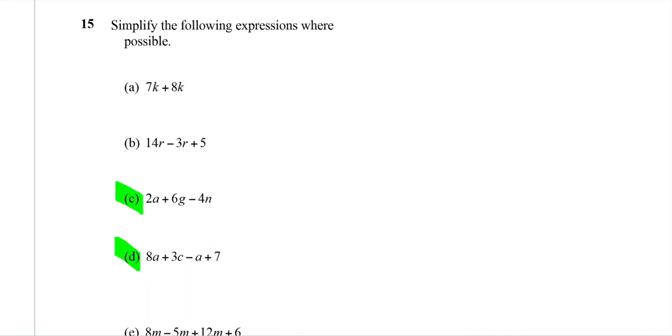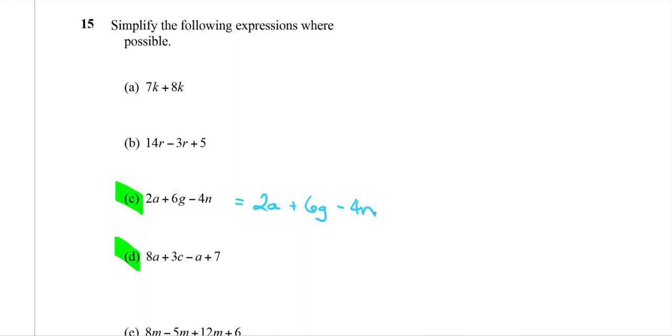2a, 6g, and minus 4n. Do I have any like terms? No. What is the answer? Yes. Do not leave it blank. If it cannot be simplified, you still need to write it down, or it would be like you haven't answered the question. You have to still write down the answer, which is the exact same thing. There's nothing that you can simplify.